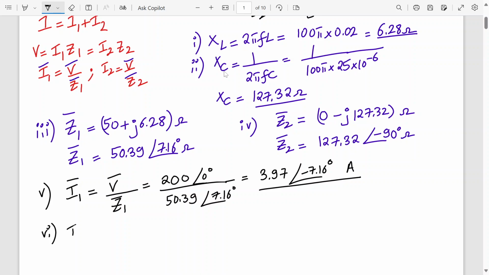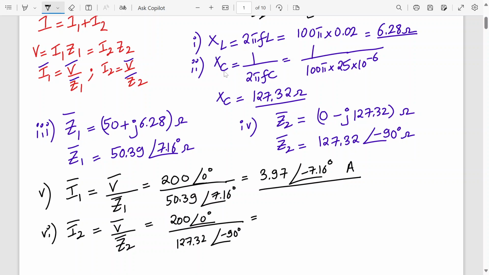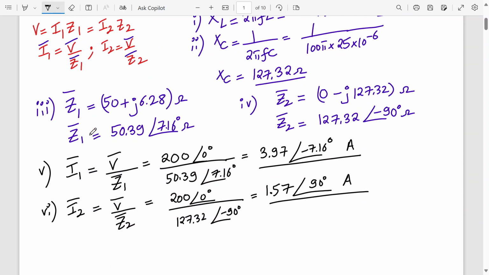Then next we calculate I2. Similarly, it is V upon Z2. That will be 200 at an angle 0, and Z2 is 127.32 at an angle minus 90. So this becomes 1.57 at an angle 90 degrees. Okay. So we got the values of I1 and I2, the current flowing through the coil and the current flowing through the capacitor.